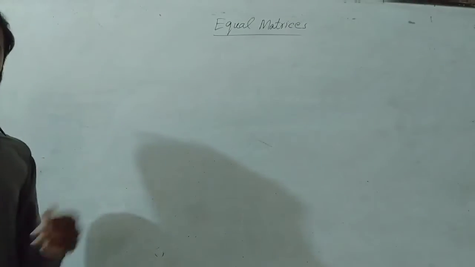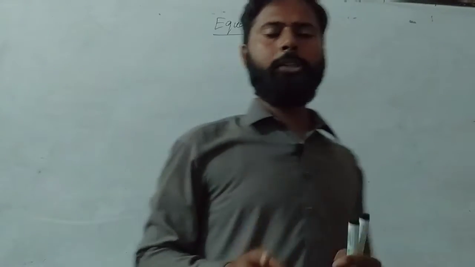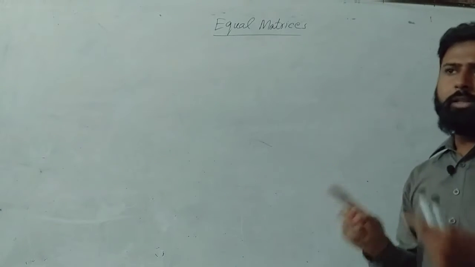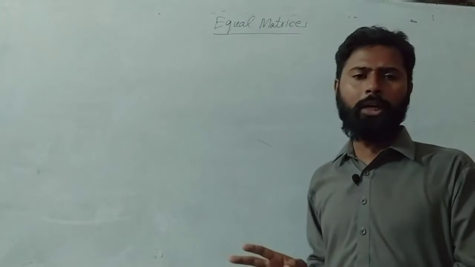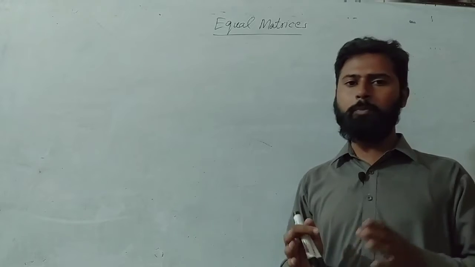Equal matrices. For equal matrices, the matrix should fulfill two conditions. The first is this: their order should be equal, and the second is this: their corresponding entries must be equal.